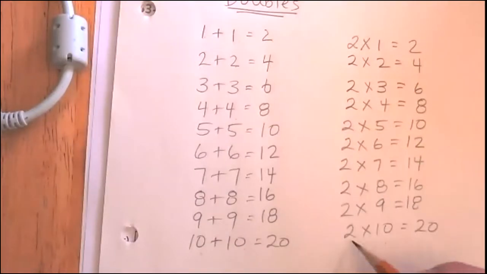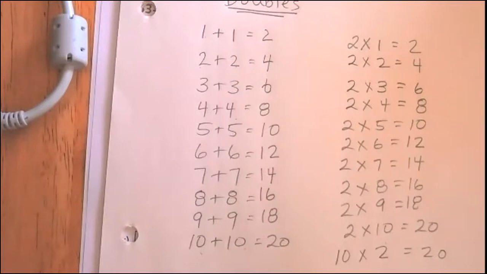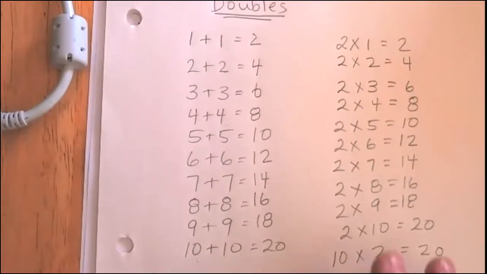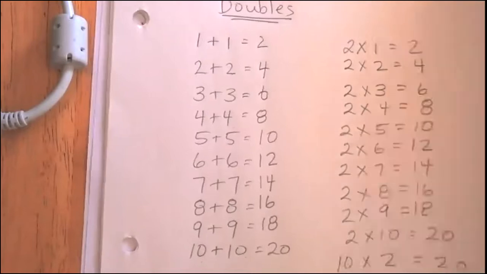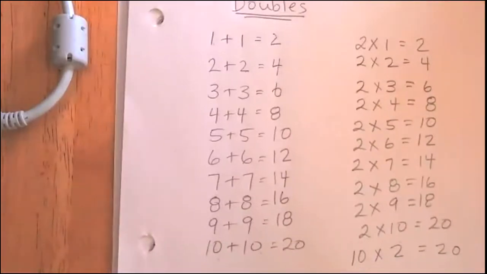Remember, it doesn't matter which way you write these. I could put 10 times 2, and that's 20 as well. We can reverse any of these. It doesn't change the answers. So basically, if you know your doubles, you're not going to have too much trouble doing this sheet. So I'm just going to give you a quick little lesson.